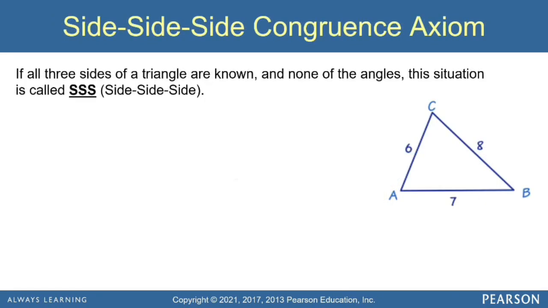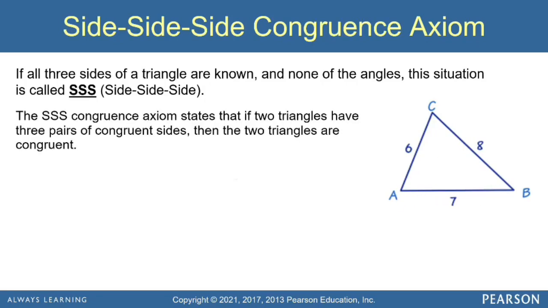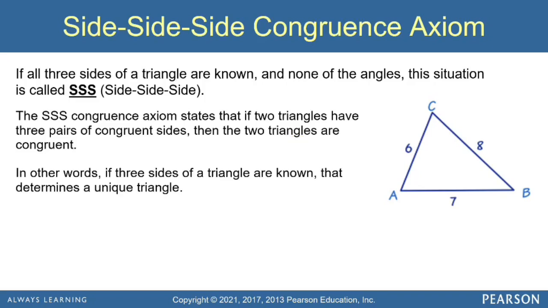And let's look at the side-side-side congruence axiom. So this situation is called SSS. Notice that we have a value for each side, but no values for any of the angles. But we do have an SSS congruence axiom, which says that if two triangles have three pairs of congruent sides, then those two triangles are congruent. In other words, if three sides of a triangle are known, that determines a unique triangle. And so there's only one possible value for each angle.